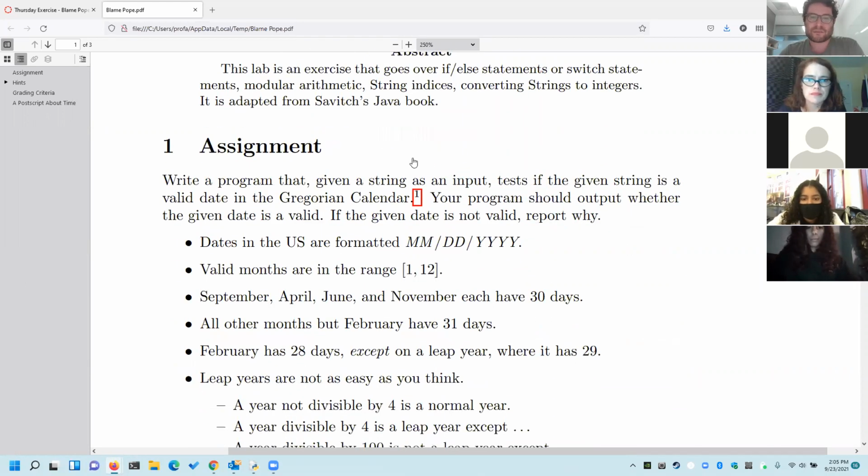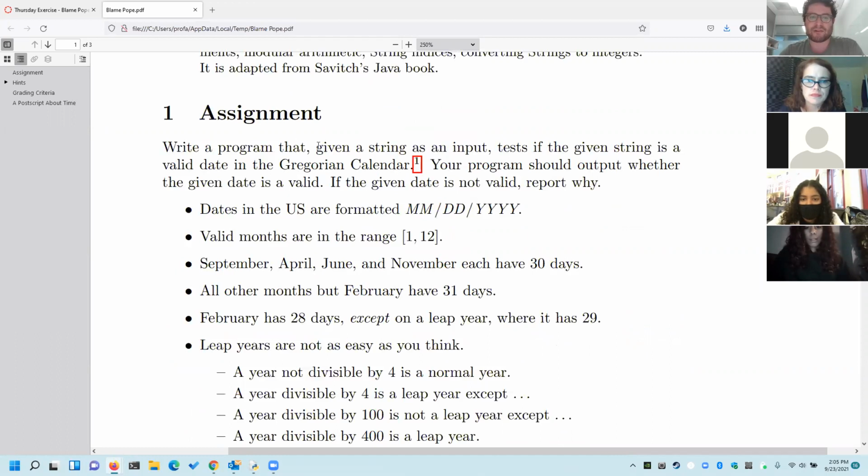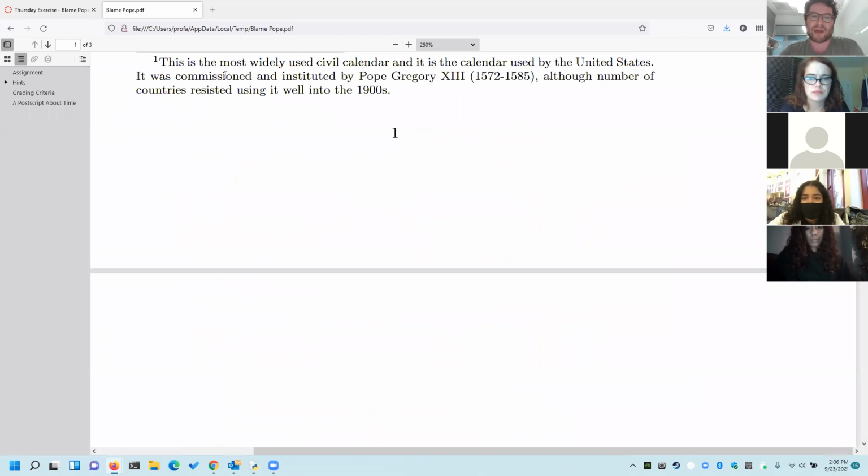So our assignment for today is that we are going to write a program that, given a string as an input, will test if the given string is a real date in the Gregorian calendar. As a footnote, that is basically the calendar that is used pretty much everywhere in civil and non-religious matters. Anywhere you see BCE or CE, we are talking about the Gregorian calendar. It was commissioned and instituted by Pope Gregory the 13th, hence why we named the assignment after him.